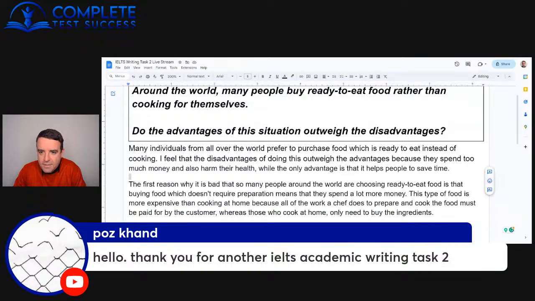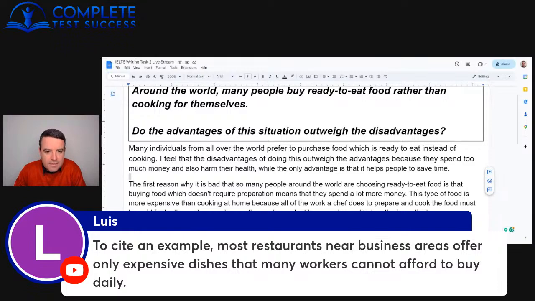No problem, pause. Lewis, to cite an example, most restaurants near business areas offer only expensive dishes that many workers cannot afford to buy daily. Well, Lewis, you see, the problem here is that we're talking about people buying this food every day. So if you're saying people can't afford to buy it daily, then you're not talking about the people in the question. You're talking about a different group of people. So this isn't relevant. We have to talk about many people buying ready-to-cook meals instead of cooking. We're talking about the people who do it, but you're talking about the people who cannot do it. So that's unfortunately not going to be suitable for the essay.